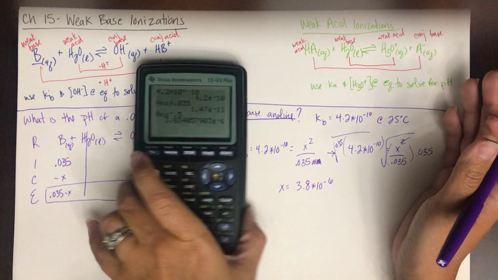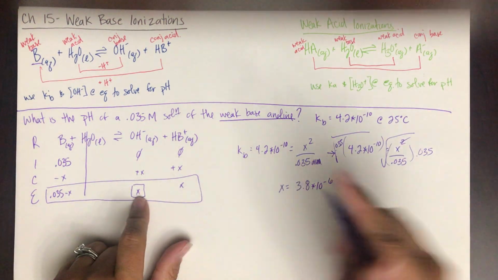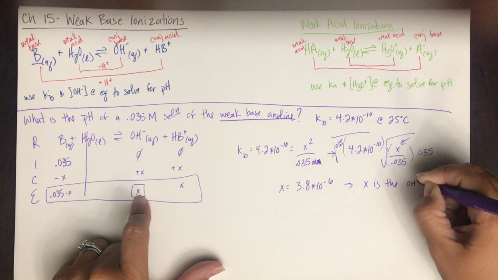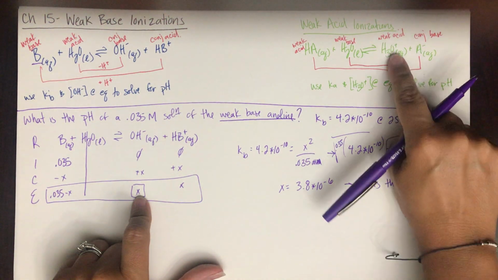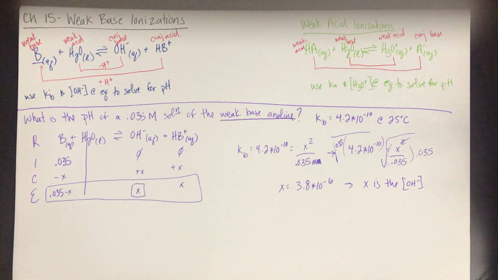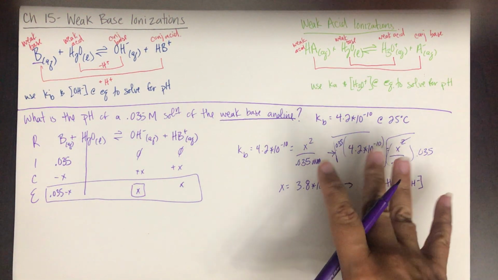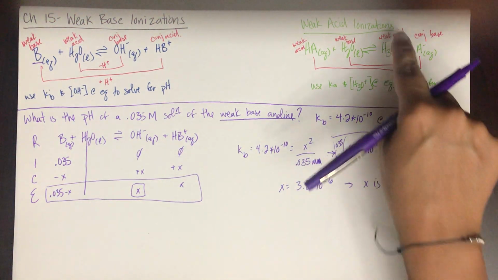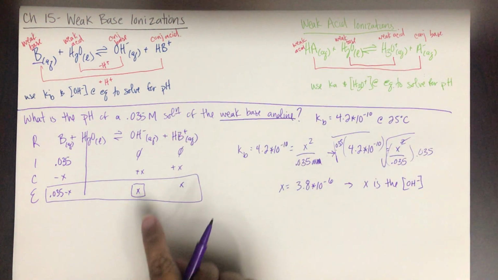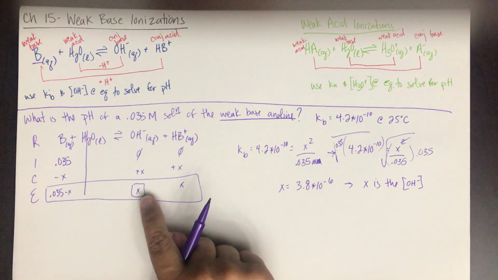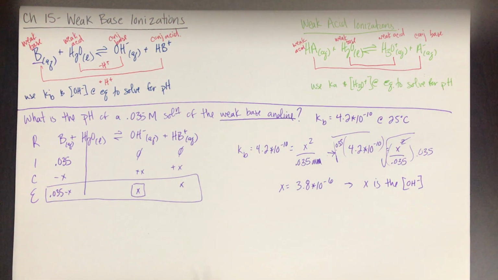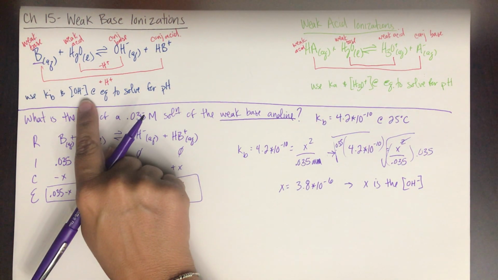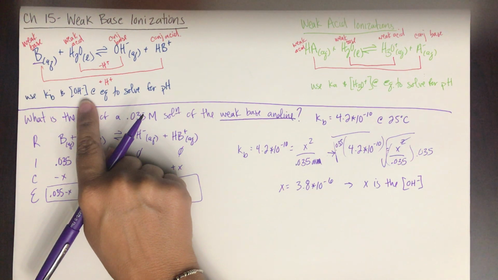So remember what x is. X is the hydroxide ion concentration, not the hydronium ion concentration. A lot of people will forget to do this step when they are solving these problems because they've just been in the habit of doing weak acids. When you're doing a weak base, remember what X is. X is hydroxide in this case. So I can use the hydroxide ion concentration at equilibrium to solve for the pH.